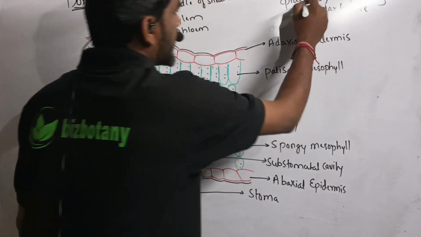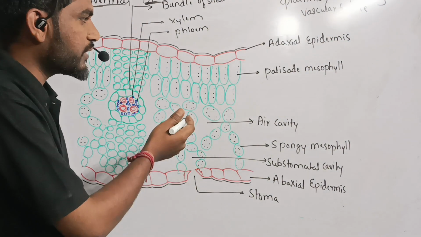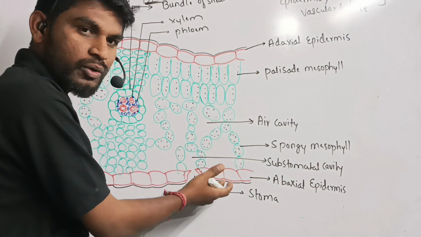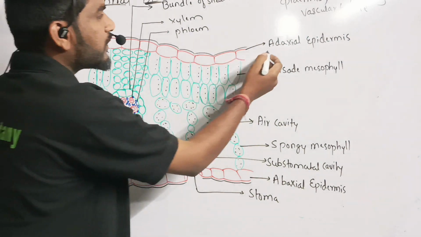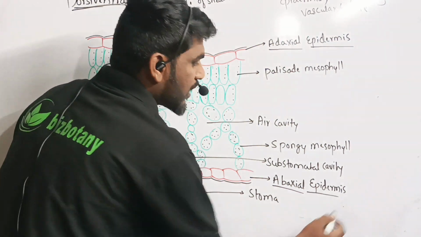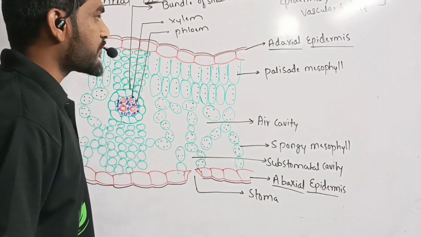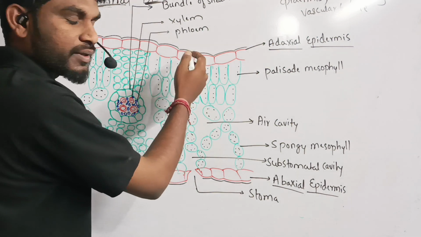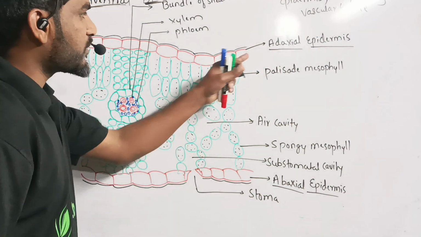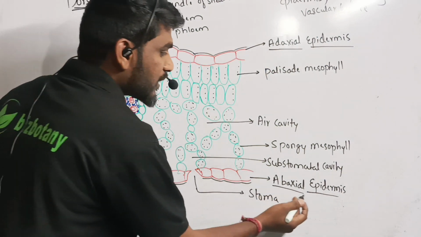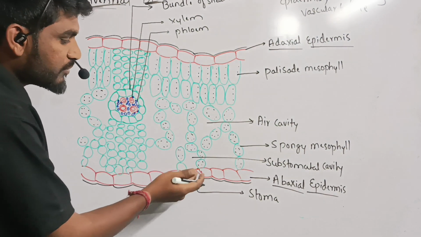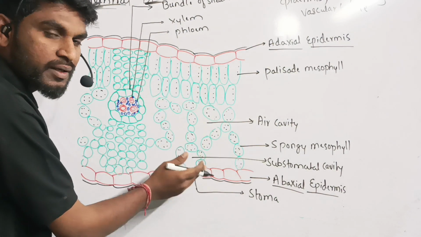First of all, the epidermal layer. The epidermal layer is divided into two epidermis: upper epidermis and lower epidermis. The upper epidermis we call the adaxial epidermis. The lower epidermis we call the abaxial epidermis. You can clearly see that cuticle is present on both epidermis, adaxial and abaxial. Why do we call it a dorsiventral dicot leaf? Dorsiventral means both surfaces of the leaf are dissimilar.